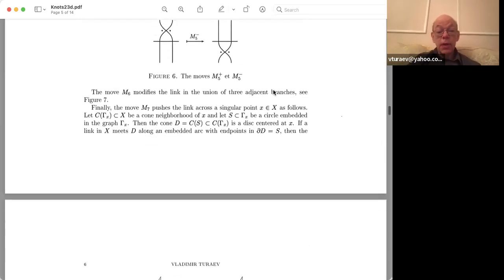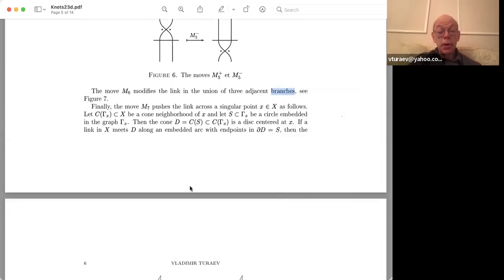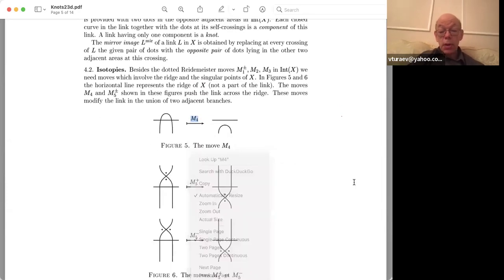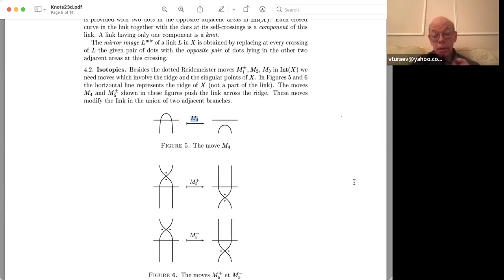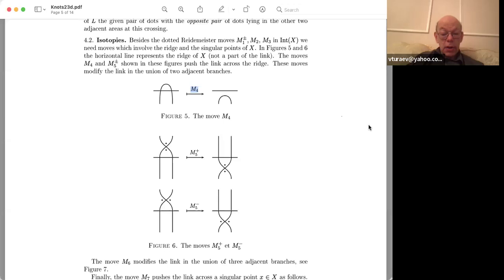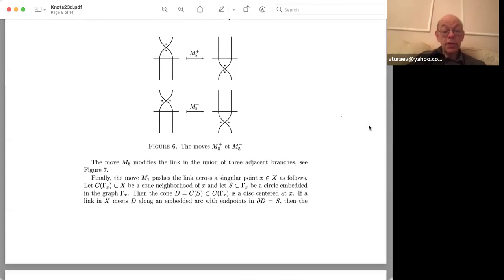Now in figure 6, you see what happens when a crossing, so you see a self-crossing of our link. The horizontal line again is an edge of our two complex. And what happens when the crossing point is pulled from one region to the adjacent region? Well, nothing happens. Basically, the crossing is preserved as is. So that's simple. These are the moves M5 and M6.